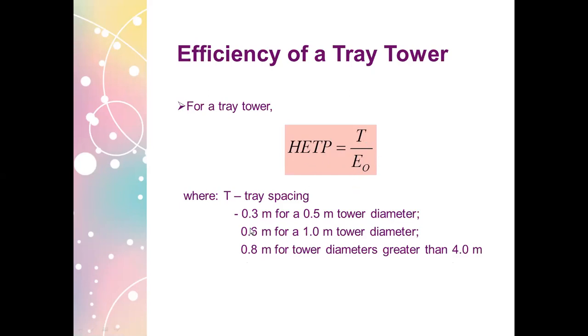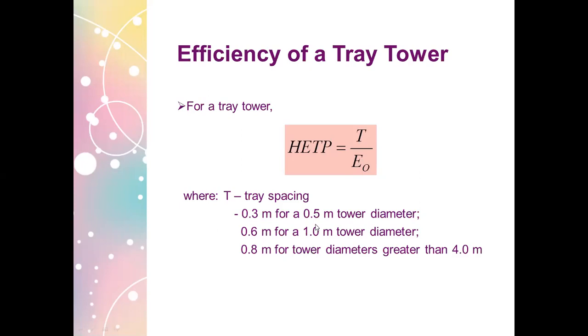So if your tower diameter is 0.5, the tray spacing is 0.3. If it's 1 meter, it's 0.6. If it's greater than 4 meters, then that would be 0.8. Oftentimes, there's no problem because if we are to use this empirical formula provided by Coulson, he specifies the diameter within the range that is applicable to the given formula that he also provided.